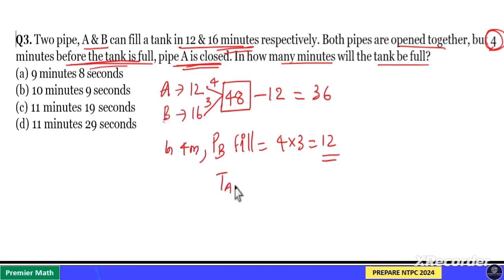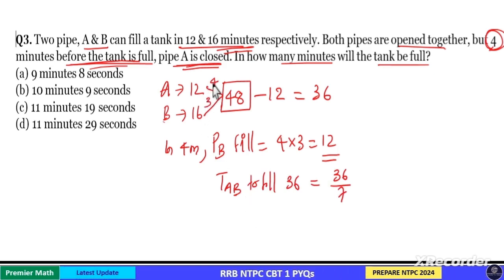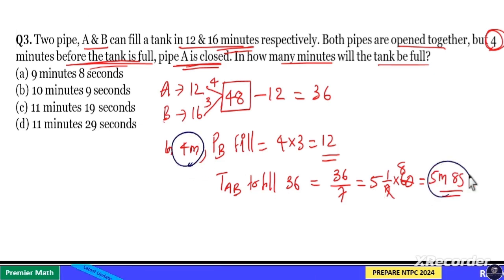So time taken by A and B to fill 36 unit is equal to 36 by 7 minute time. In 1 minute, A and B fill 4 plus 3, 7 unit of water. So 36 unit is filled in 36 by 7 minute, which is equal to 7 goes 5 times in 35, remaining 1. So 1 by 7 minute means 1 by 7 into 60 second, which is equal to 7 goes 8 times in 56. So 5 minute 8 second. So total time taken is equal to 4 minute plus 5 minute 8 second, which is 9 minutes 8 second.